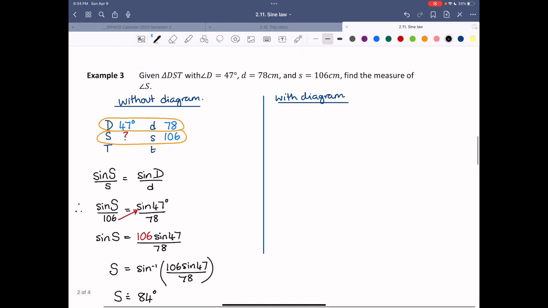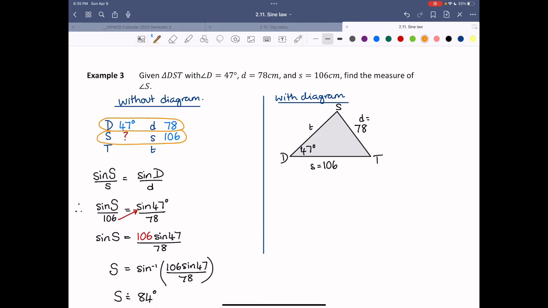Now with a diagram, you have to be fairly adept at drawing triangles, so let's give it a go. Angle D I know is 47 degrees. So let's go with something like that. Maybe that, not that. See, maybe I'm not so good. Maybe we'll do angle D like that. Okay, I'm thinking that's my D, which is 47 degrees. Side D is going to be opposite, 78. Side S, what am I going to do? The 106, maybe I'll call this 106. So this will be a little s. And this is my big S, and that's my big T and my little t.